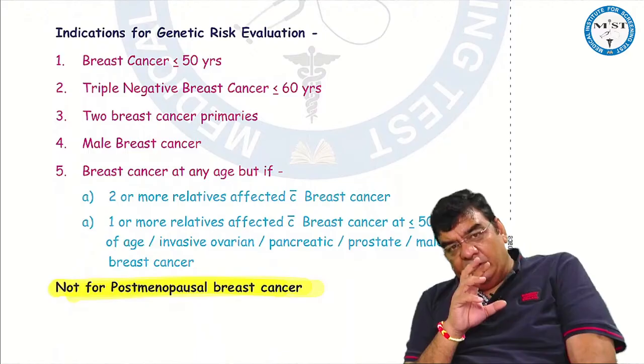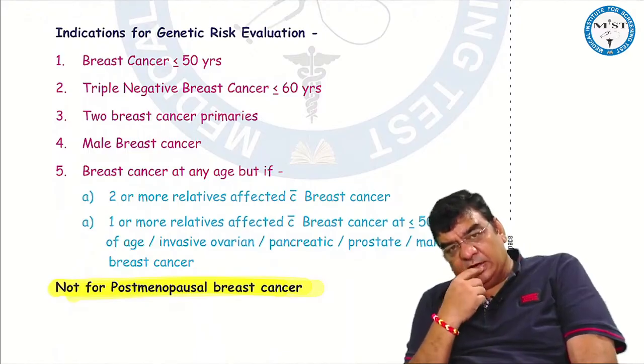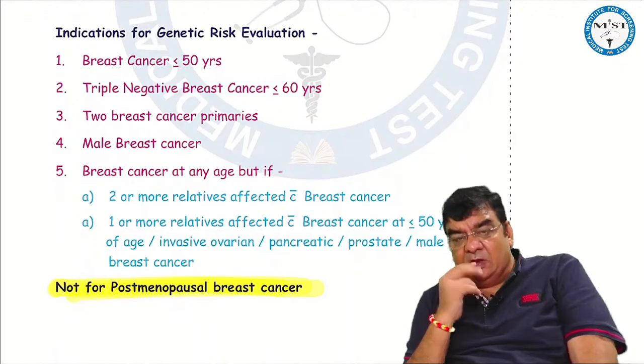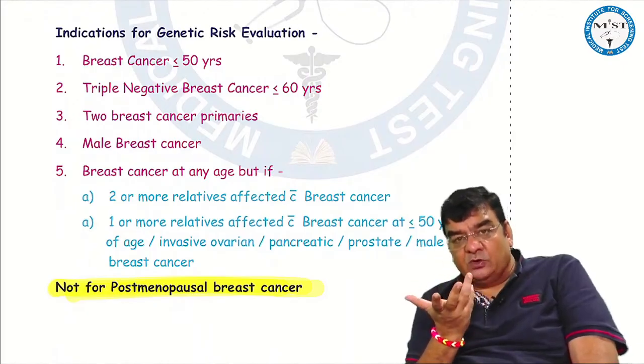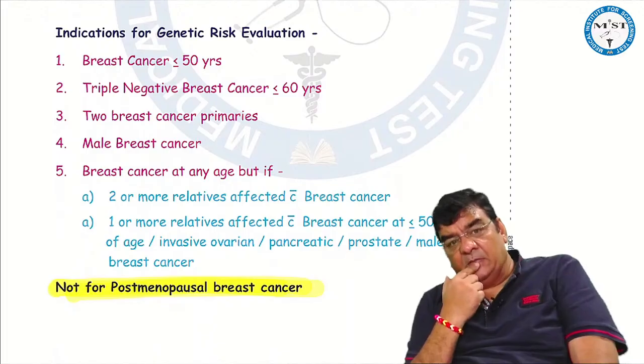Now, if a lady presents with breast cancer less than 50 years of age, more chances of genetic mutation. Triple negative, ER/PR negative, less than 60 years of age, more chances. 2 breast cancer primaries. Male breast cancer, no story of estrogen. That means gene game.